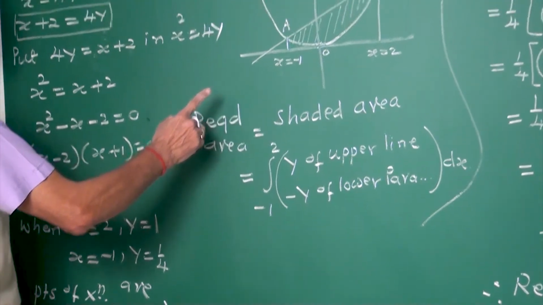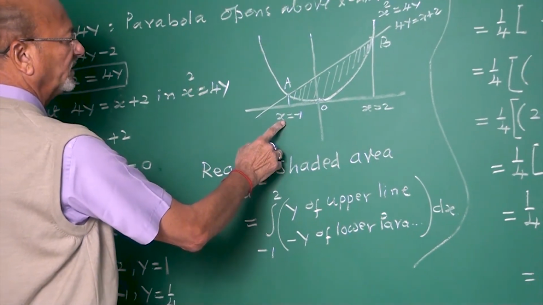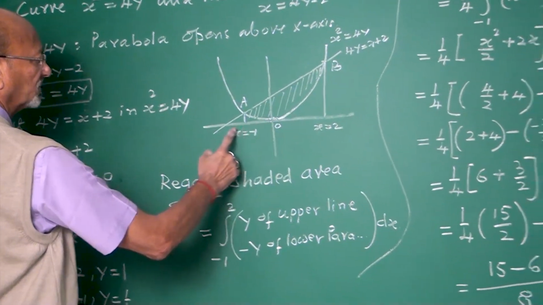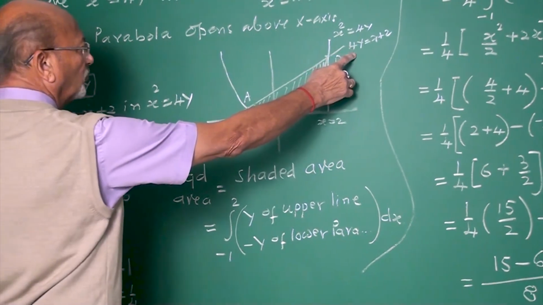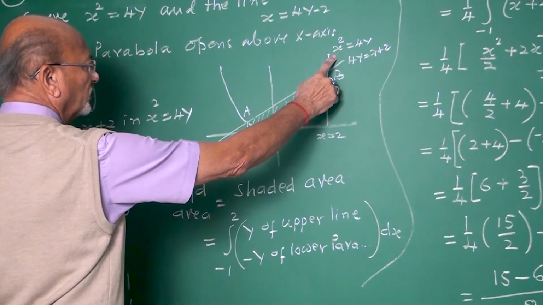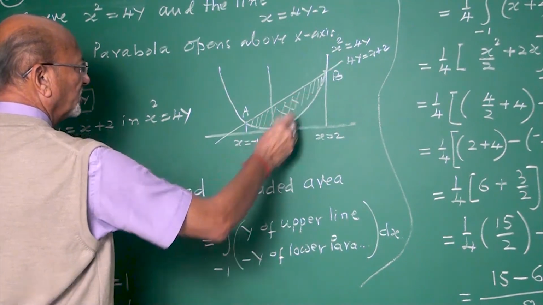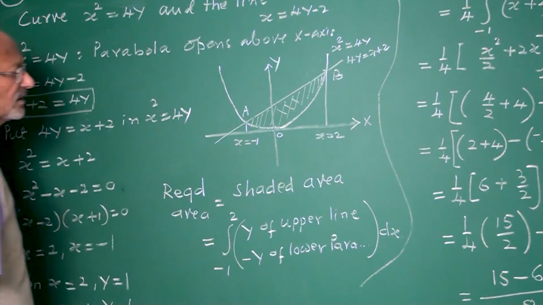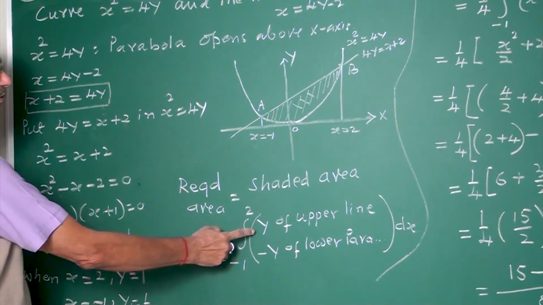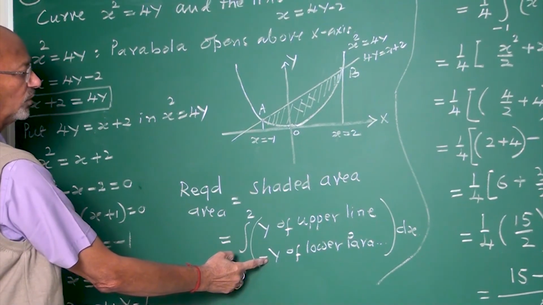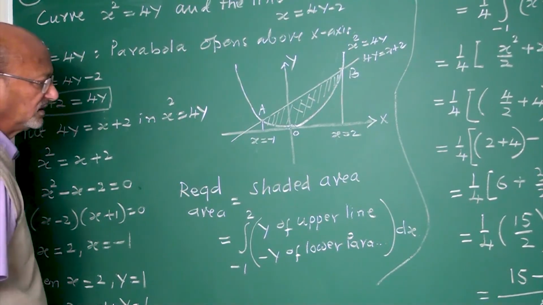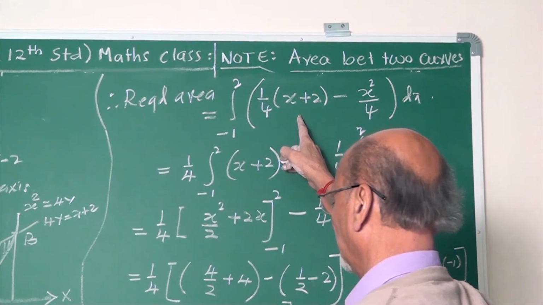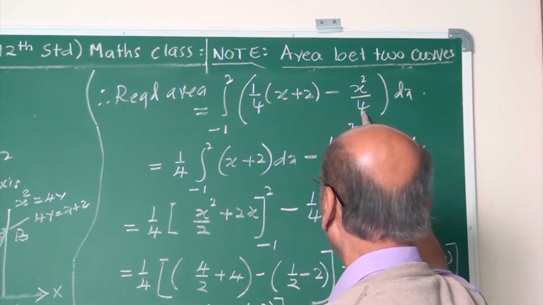Figure, my friends. The x coordinates of the points of intersection: one is negative, another is positive. This is minus 1 on this side, plus 2 on this side. It is a line, 4y equal to this. It is the parabola which opens above. Then this is your shaded area. The shaded area is the required area: y of the upper line minus y of the lower parabola.